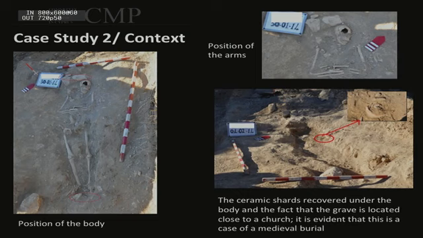The second importance is for the context. This is a single burial of one complete body. In this case, the position of the body, the position of the arms, the ceramics found with the body, and the grave being located very close to a church make it evident that this is a medieval burial. It's not related to our project, so we don't have to exhume this body. So we just closed it and left it there.